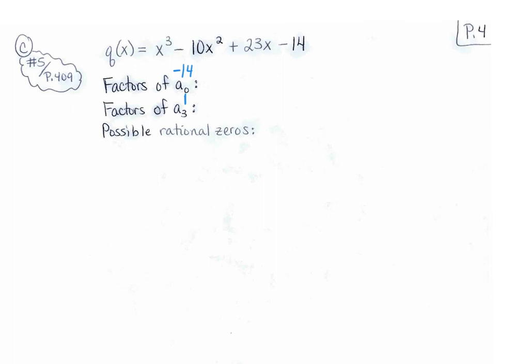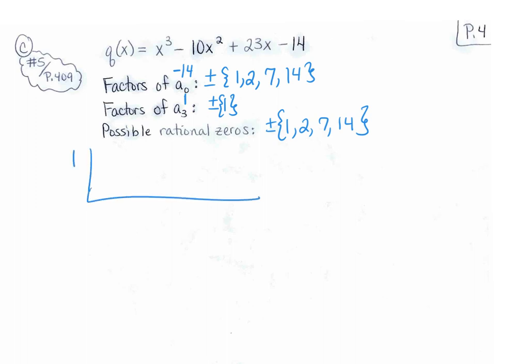Good. So we have our factors of -14 are plus or minus the set consisting of, go ahead. 1, 2, 7, 14. And then the factors of 1. Good for you. And then the possible rational zeros. Curly brackets, good. Okay, and then you said you tried 1.